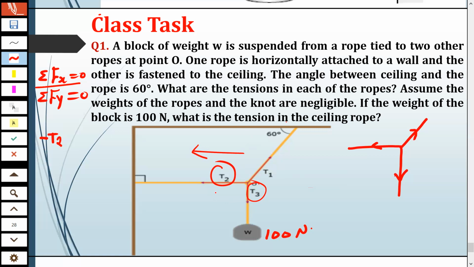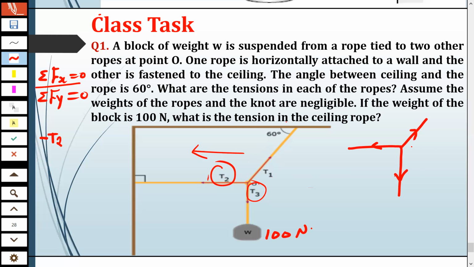Yeah, it's only in the Y component. So T3 is not in the X. So what we do is we leave it, we move on to T1. So what of T1? Do we have any component of T1 in the X?